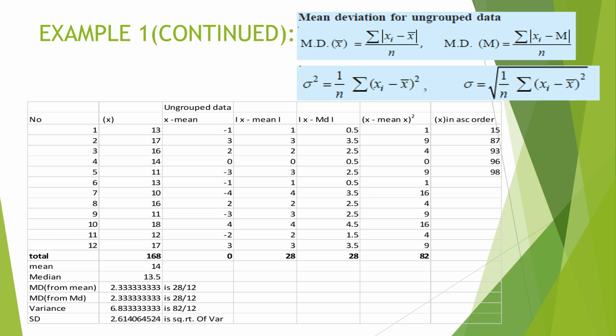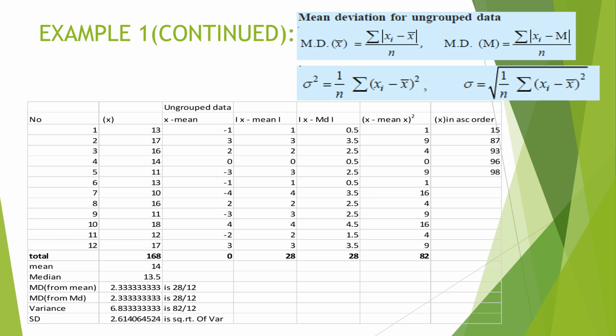Then you have to take the absolute value in the formula. That means you have to ignore the signs. So when you take the absolute values and sum them, the total is 28. So the mean deviation from mean is sigma |xi minus x bar|, which is 28, upon the total number of observations, which is 12. I have shown the formula and the values I have taken so that you understand it properly. So mean deviation from mean in this case is 28 by 12, which is 2.33.